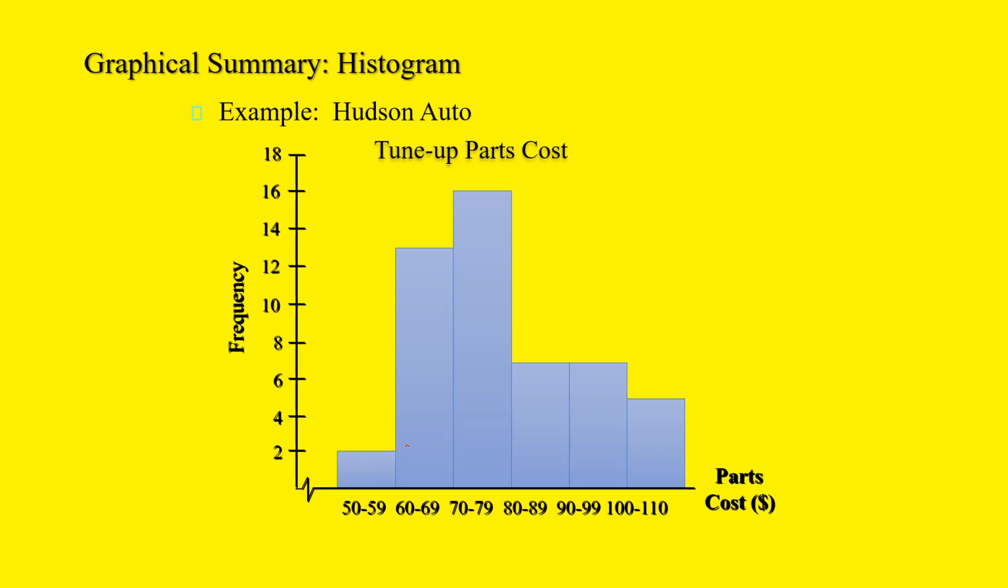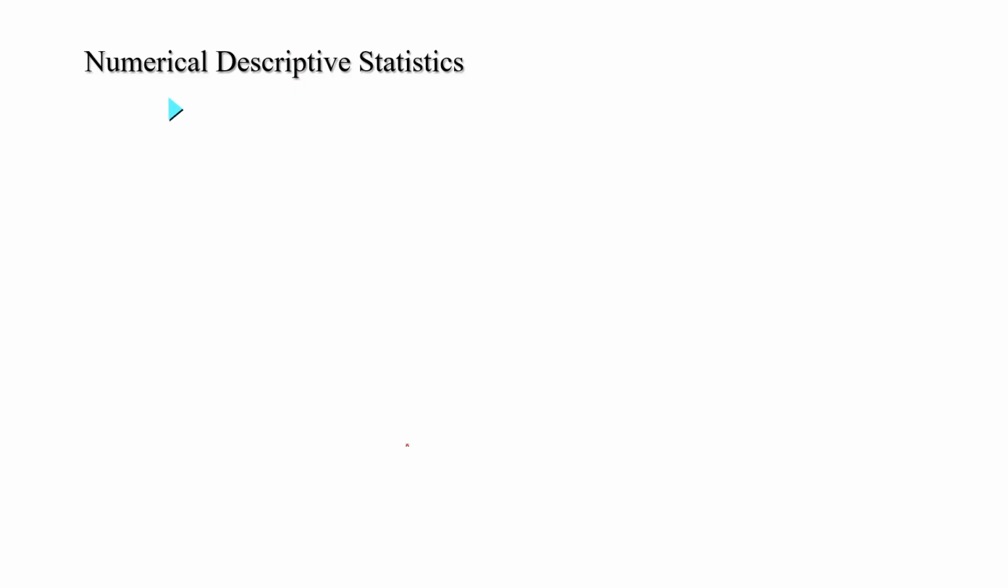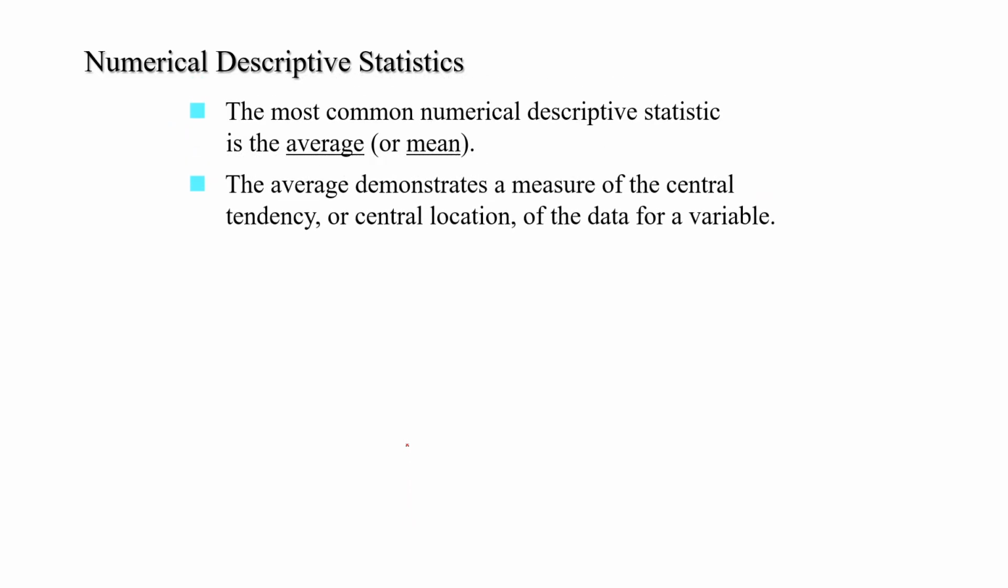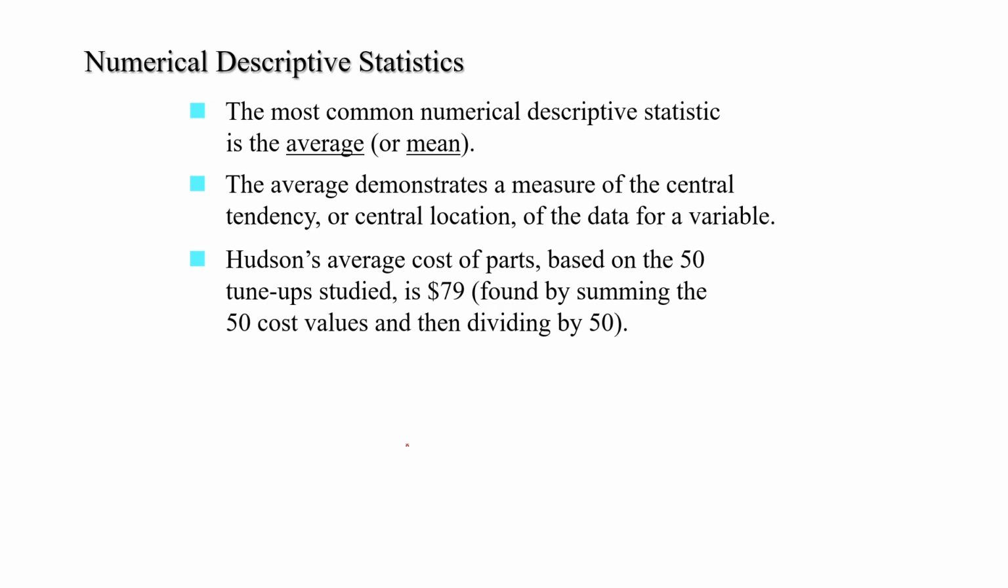So this is a graphical method to summarize the data. Again, we're going to learn this method from chapter 2 using Excel to generate this histogram. And the third method is called a numeric method. If we try to use a numeric method to summarize these 50 observations, you can use the average or mean. You can use Excel to calculate the average. So you know the average is $79. So these are three possible methods you can use to summarize these 50 tune-up costs.